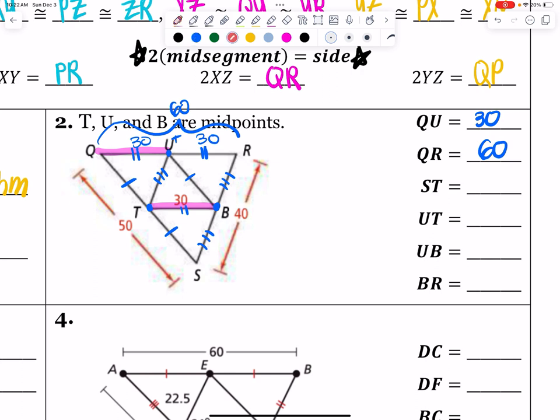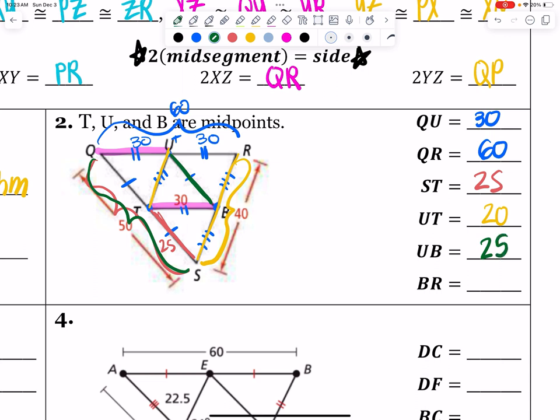Okay, so let's switch colors. How do I find S to T, which is just this little piece? Well, that whole thing is 50, and so half of that is just going to be 25. Okay, and then how do I find U to T, which is this piece right here? That faces the same way as the 40, which is the whole amount. That's that third side. That means that UT must be 20.